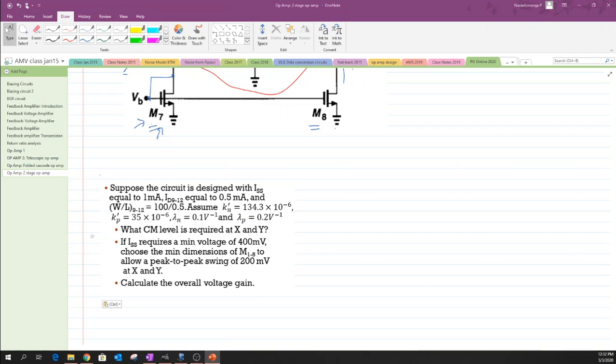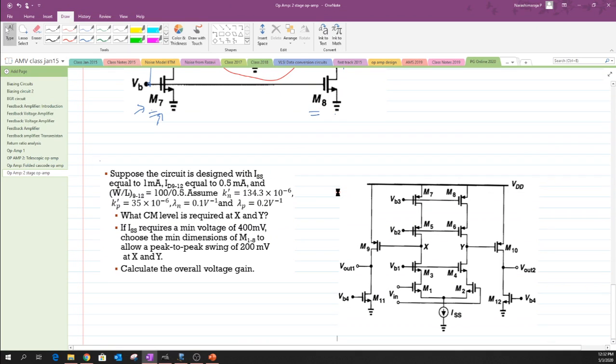In this case, you are not being asked to draw the structure. The circuit will be given to you, and based on the circuit you need to calculate the gain and the common mode values at node x and node y. Here I'm not just going to work out the numericals. The only thing is that I'll try to teach you how to go about calculating these values.